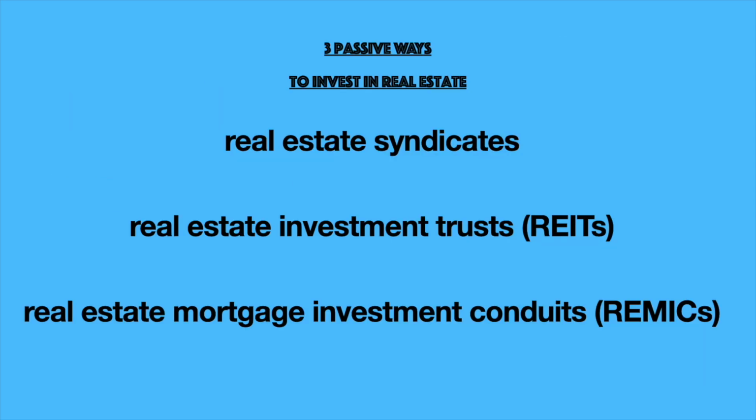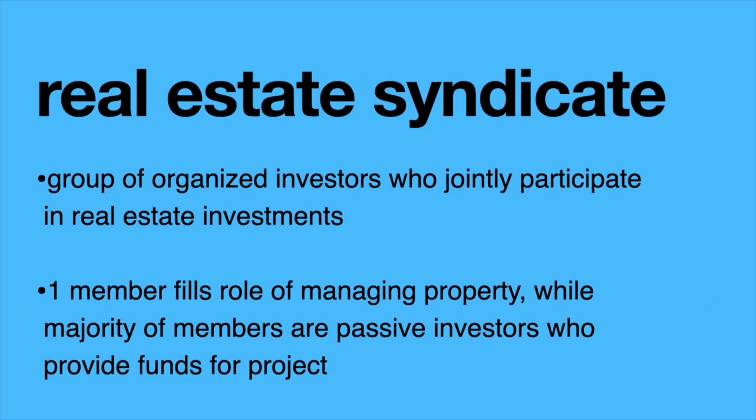Three passive ways to invest in real estate include real estate syndicates, real estate investment trusts, and real estate mortgage investment conduits. Each has different benefits and rules of how they operate and how they or the investors are taxed. A real estate syndicate is a group of organized investors who jointly participate in real estate investments. One member fills the role of managing the property, while the majority of the members are passive investors who provide the funds for the project.